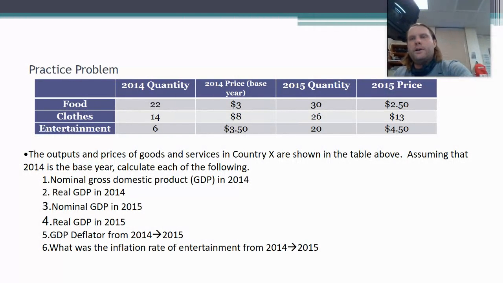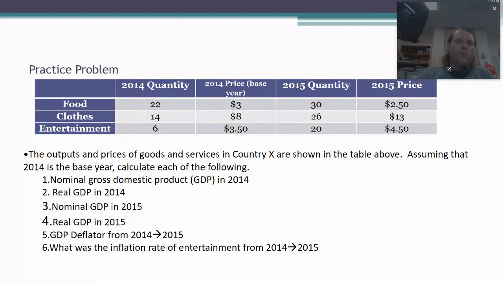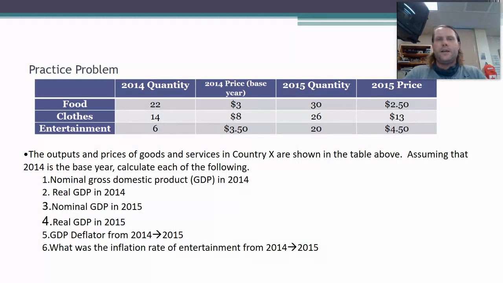All right, next one here. We're going to ask you for a little bit more information. We're looking for the nominal GDP and the real GDP for 2 different years. We're going to look for the deflator here. And then we throw you another little curveball and ask the inflation rate of entertainment. Take a minute. Go ahead and figure it out. Show your work so you know what you did incorrectly if that happens. And I'll solve it here shortly.